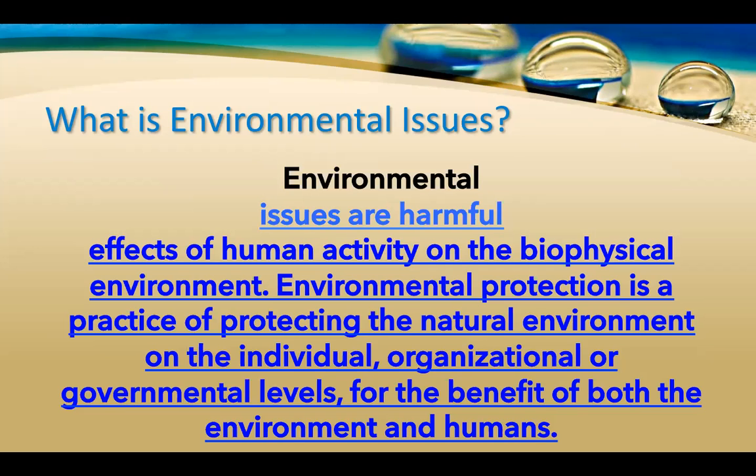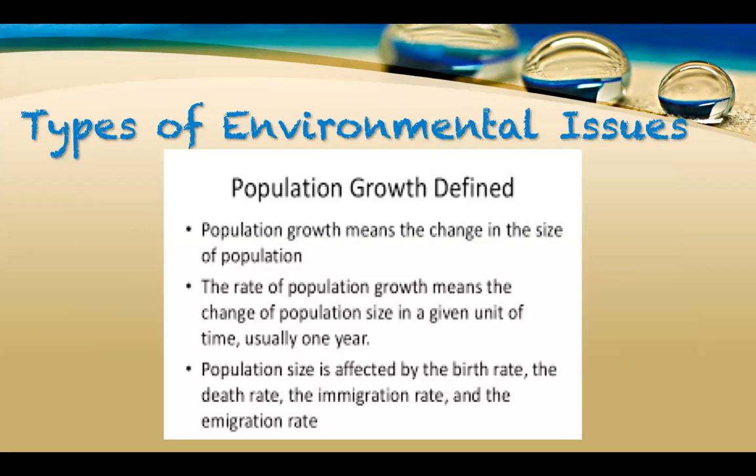The environmental issues fall into three general categories: population growth, resource use, and pollution. Population growth means a change in the size of a population. The rate of population growth relates to the changes in population size in a given time, usually per year. The population size is affected by the birth rate, the death rate, the immigration rate, and of course, the emigration rate.